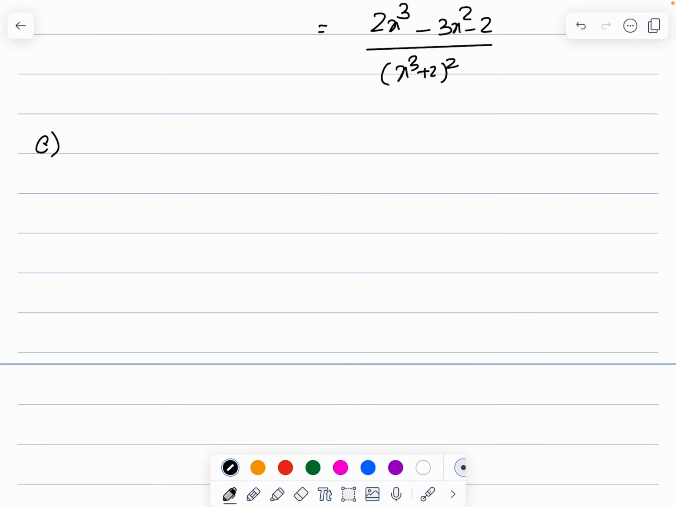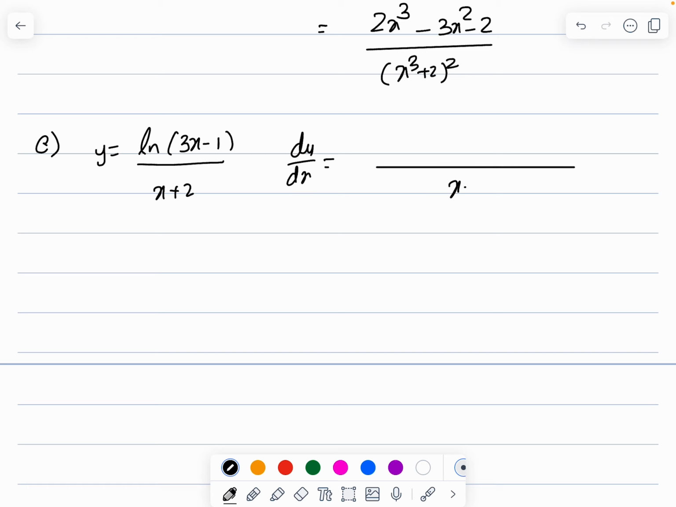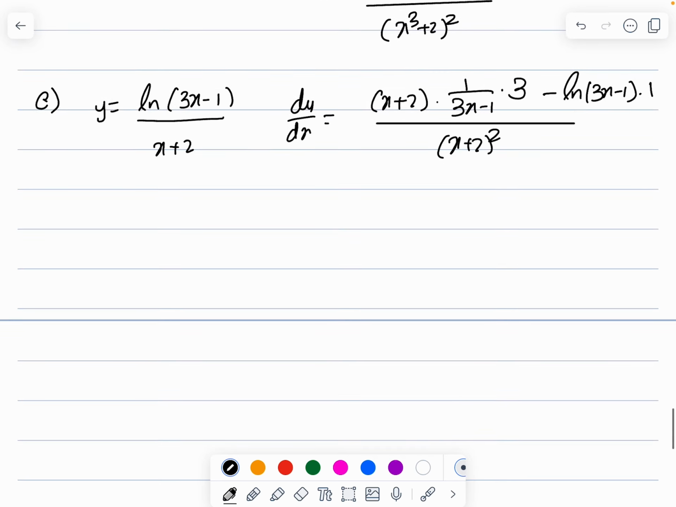Part E, y equals ln of (3x minus 1) divided by (x plus 2). So what will be dy by dx? dy by dx will be (x plus 2) whole square, x plus 2 as it is, ln derivative is 1 upon 3x minus 1 and 3x derivative is 3, minus ln of (3x minus 1) times x derivative is 1. So when I try to simplify this, I will be getting the answer as 3 times of (x plus 2) divided by (3x minus 1) times (x plus 2) whole square.